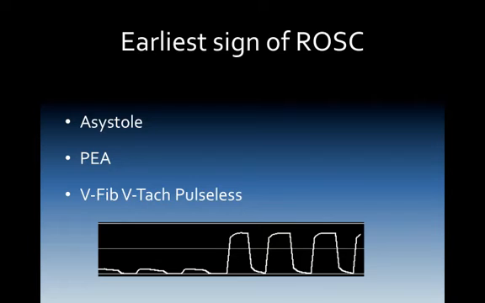The earliest sign of ROSC. Let's say that we're in asystole, PEA, or a pulseless rhythm like VTAC or VFib, and we're doing chest compressions and we have these low CO2 levels, and then all of a sudden we notice, bam, CO2 levels rise, they're higher, and they're consistent. So on our next 2-minute cycle, whenever we do a pulse check, there's a good chance that we're going to have a pulse at this point.